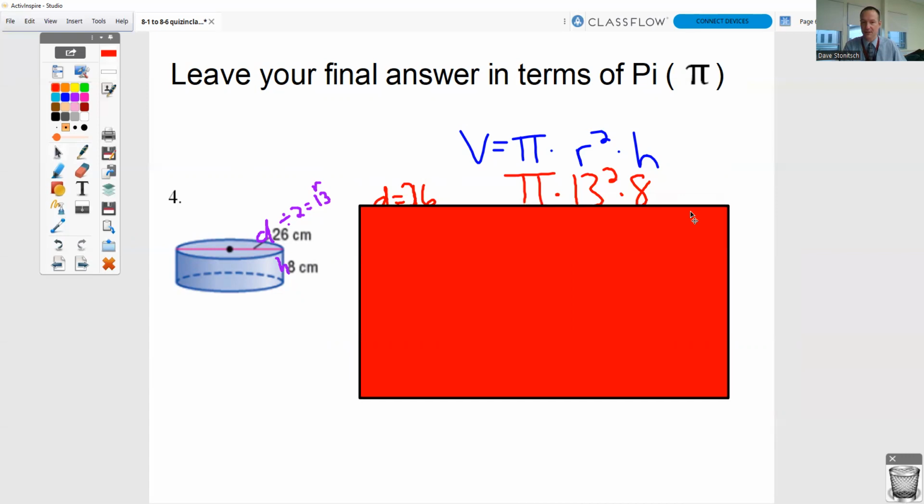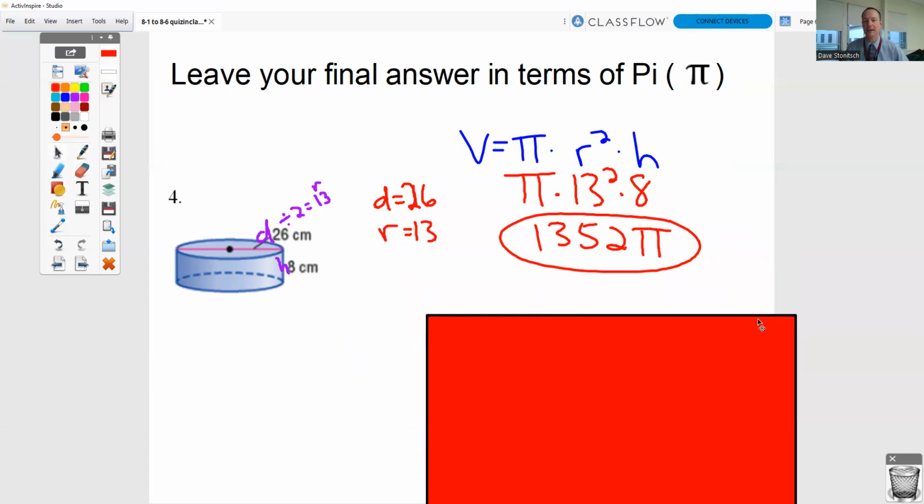So stick those numbers into the formula. So we have pi times 13 squared times 8. Since we're leaving it in terms of pi, we don't type in the pi symbol. It's just 13 squared times 8. You get 1,352.